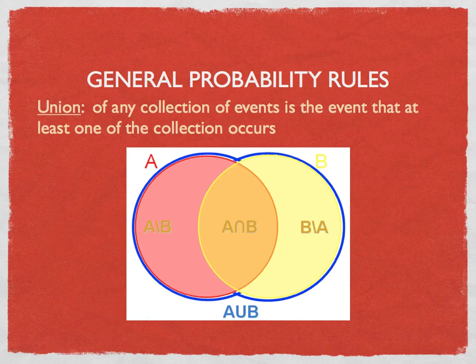Welcome to the lesson on the general probability rules. We're going to start off with a definition first. Union of any collection of events is the event that at least one of the collection occurs.